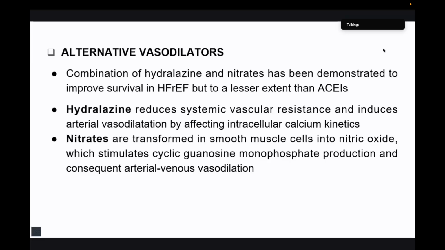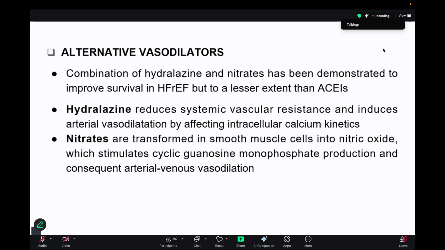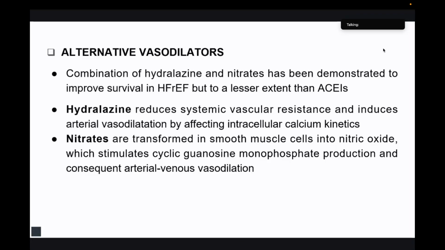HFrEF treated with alternative vasodilators. The combination of hydralazine and nitrate has been demonstrated to improve survival in HFrEF, but to a lesser extent than that of ACE inhibitors. Hydralazine reduces systemic vascular resistance and induces arterial vasodilation by affecting intracellular calcium kinetics. Nitrates are transformed in the smooth muscle cell into nitric oxide. This in turn stimulates cyclic guanosine monophosphate production and a consequent arterial and venous vasodilation.